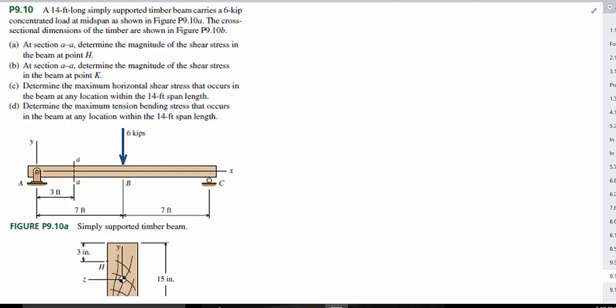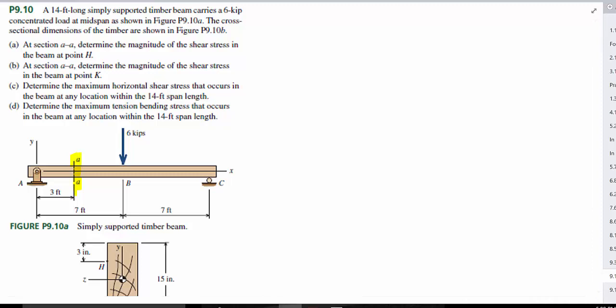Okay, another practice problem. We're going to do 9.10. It states here a 14-foot long simply supported timber beam carries a 6-kip concentrated load at midspan. Cross-sectional dimensions are shown. We want to find at section A, A. So that's going to be right here, section AA.